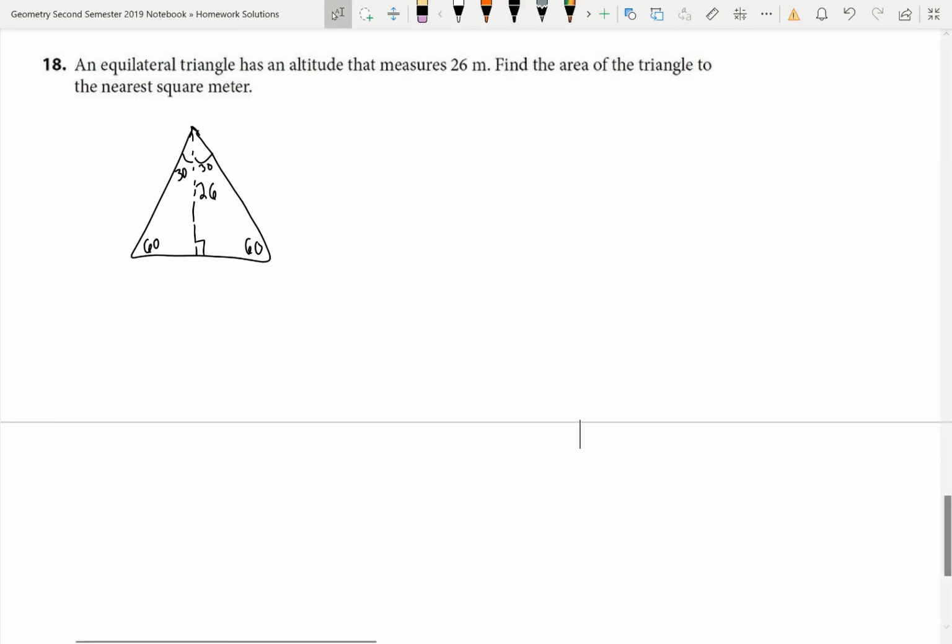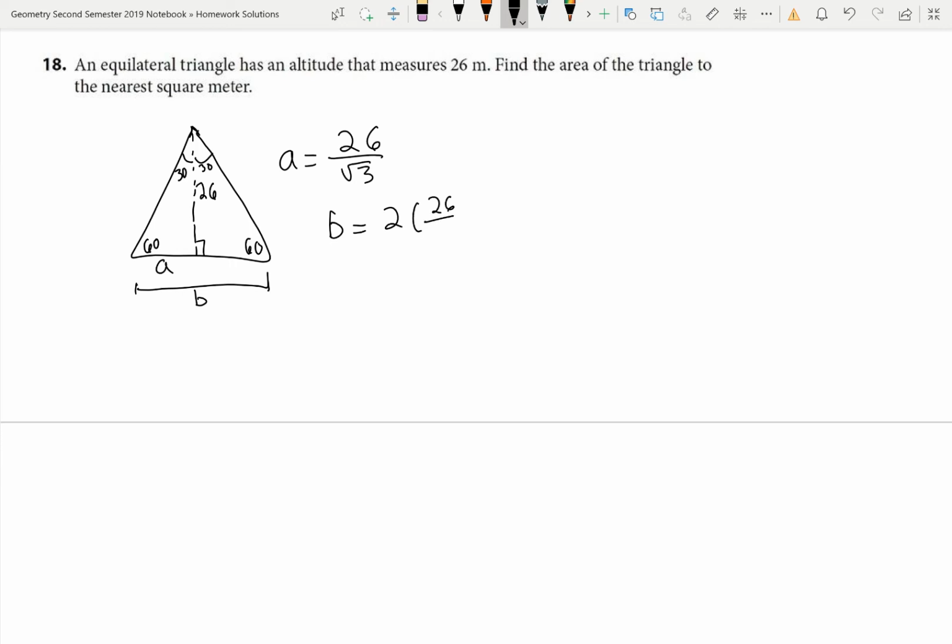So if I label this, let's say, A, A is going to be 26 divided by root 3, because it's a 30, 60, 90 triangle. And the altitude of the equilateral triangle is the longer leg. So 26 is the longer leg of the triangle. So the length of the shorter leg is 26 over root 3. Length of the base is twice that. So let's call this whole length here B. Length of the base is going to be 2 times 26 over root 3, which is 52 over root 3.